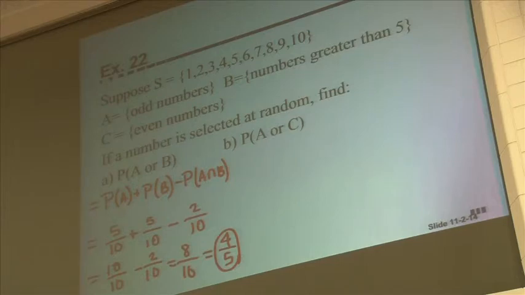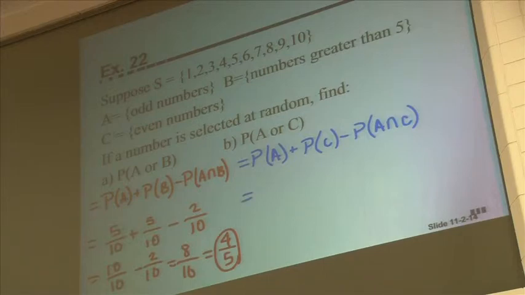Part B. Find the probability that you choose something from set A or something from set C. So, find the probability that you choose an odd number or an even number. Well, let's follow the formula first. That's going to be the probability of A plus the probability of choosing something from set C. And then again, you have to subtract from it anything that they have in common. Minus the probability of A intersect C. Okay. Well, what's the probability of choosing an odd number?